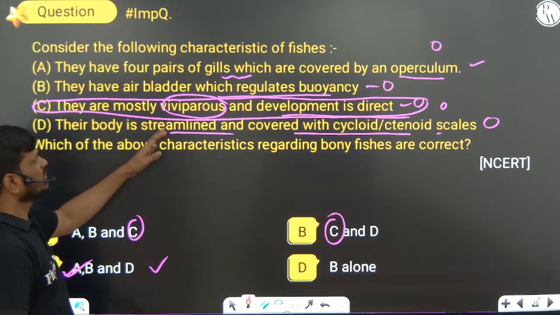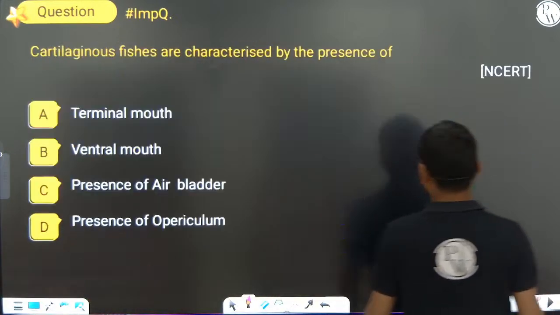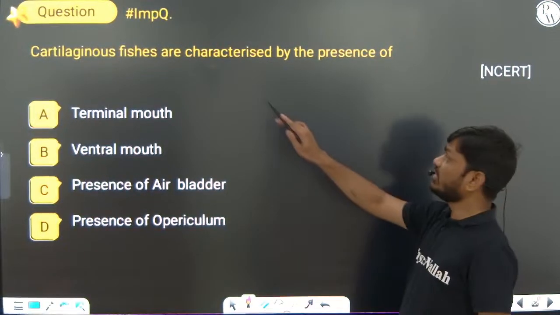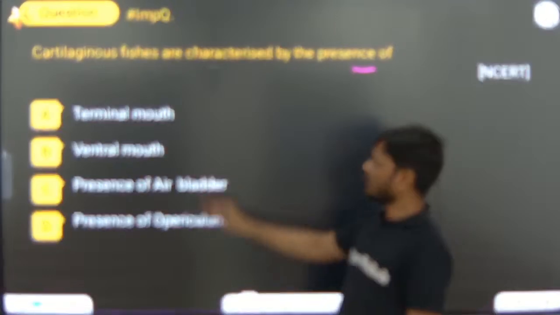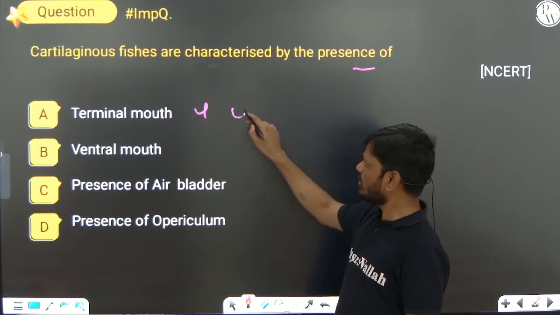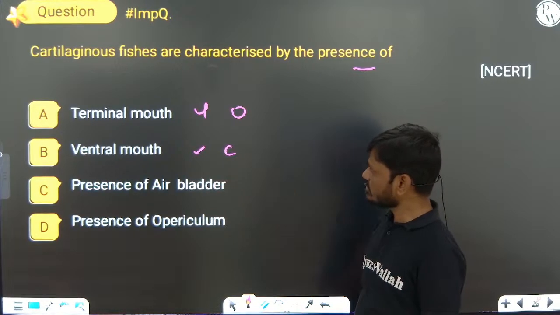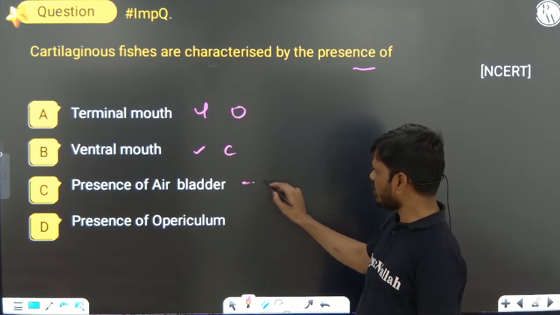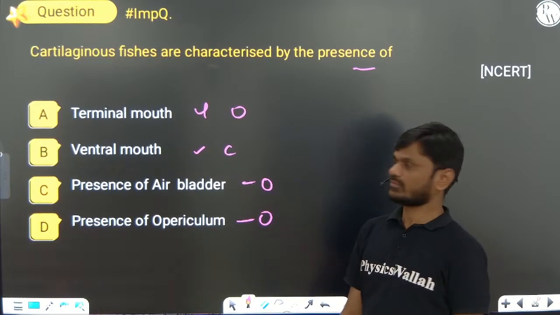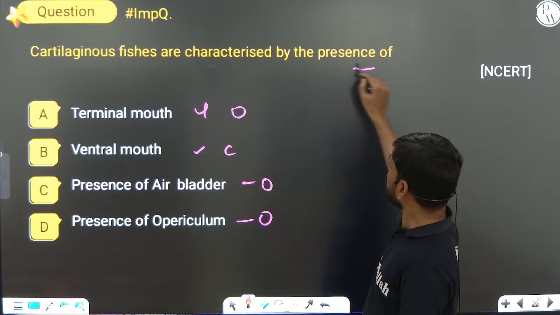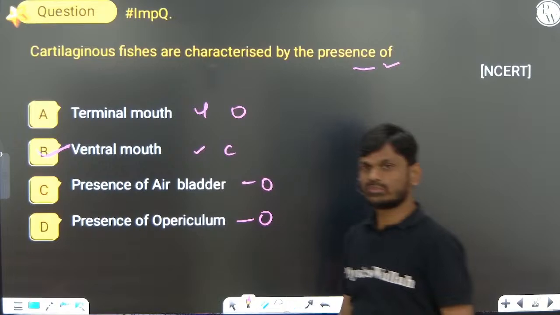These are the statements related to Osteichthyes. One more. Cartilaginous fish are characterized by the presence of... terminal mouth is a characteristic feature of Osteichthyes. Ventral mouth is a characteristic feature of Chondrichthyes. Presence of air bladder is Osteichthyes. Presence of operculum is also Osteichthyes. So they are asking about the characteristic feature present in cartilaginous fish, that is the ventral mouth.